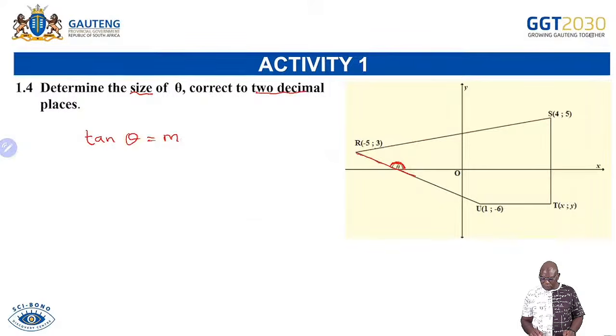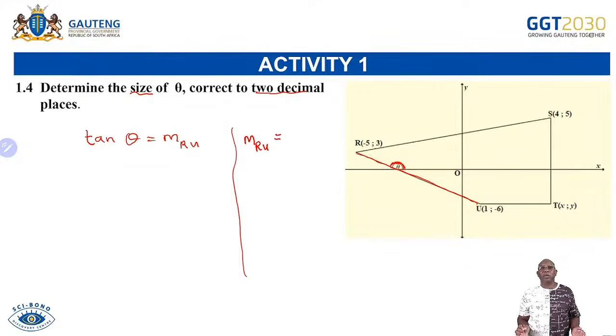So the gradient of that line here, so it will be the gradient of RU. I'm just putting it out there. So what do I do first? I must first get the gradient of RU, because I don't have the gradient of RU. Never calculated it. In some instances, you find that you have calculated it. Please do not recalculate it. You just input it. Right, RU.